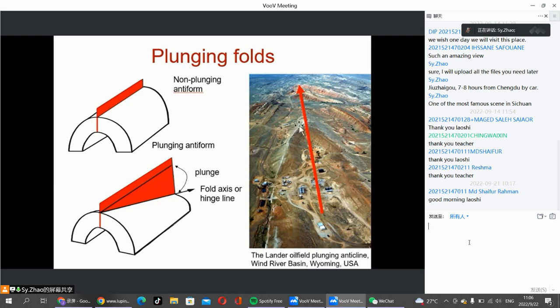Obviously it's an anticline like this, but it has a plunging angle of the hinge line. And it's simple to see the plunge direction is towards the left. And if you imagine a horizontal surface cutting this anticline, you will easily understand how such a plunging fold looks underground.